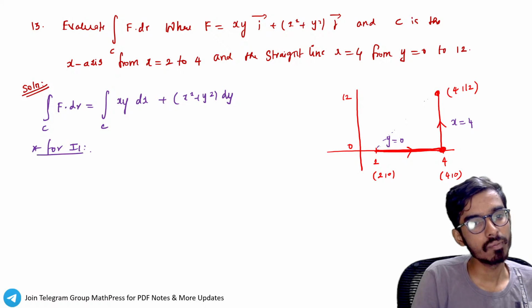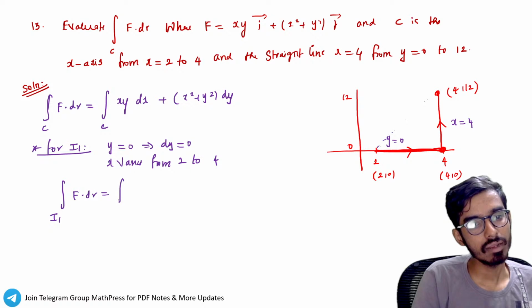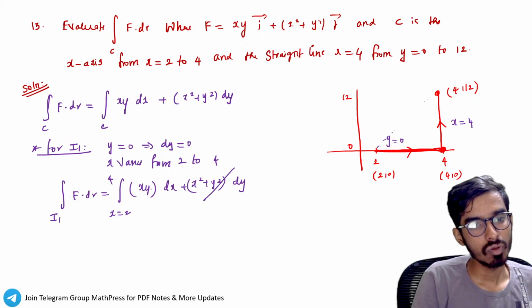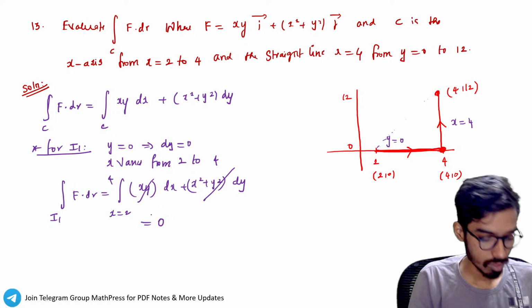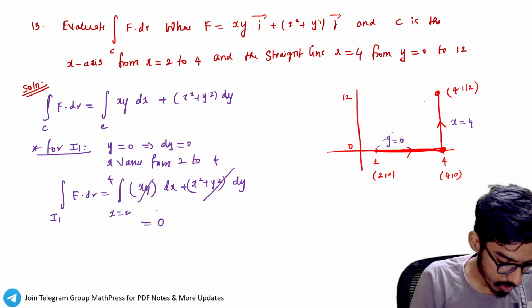So for I1, y is 0, so that means dy is 0. X varies from 2 to 4, right? So the integral over I1 of f dot dr will be, x varies from 2 to 4, xy dx plus x square plus y square dy. So dy is 0 and we know y is also 0. Therefore the full integral will be 0, right?